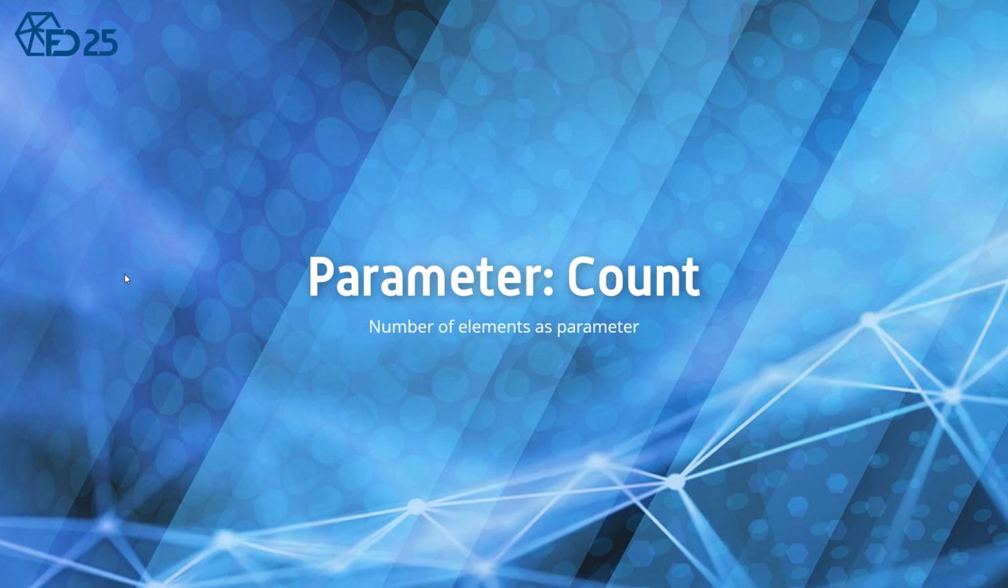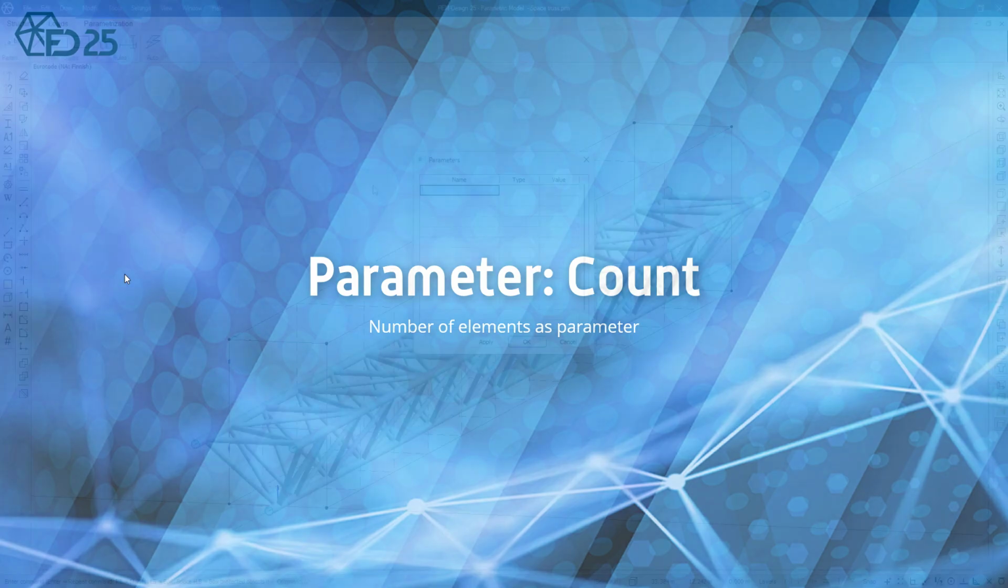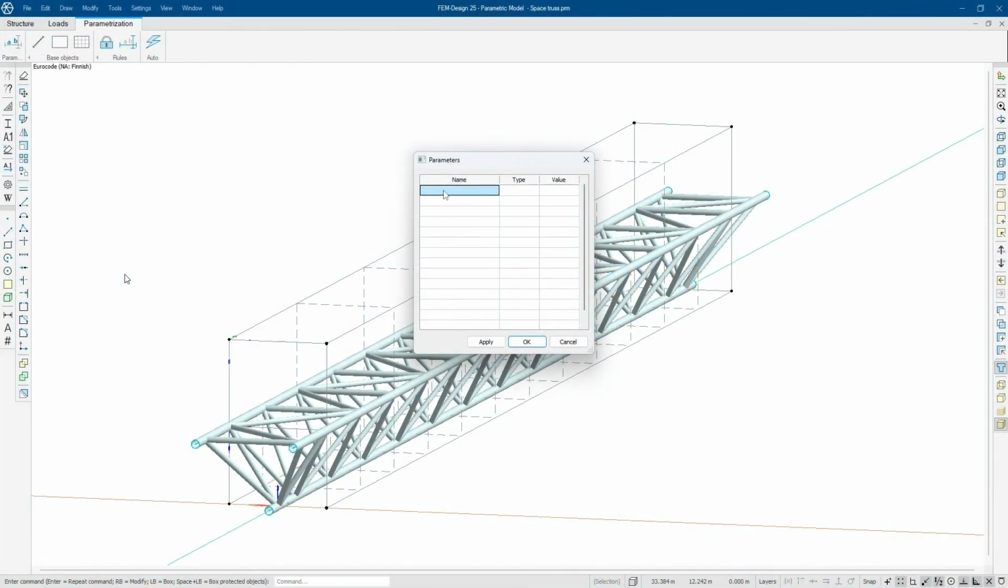And we have a new parameter with this called count. So number of elements can be a parameter. And if you open the parameters table, we can put something like division of truss, or division X, or number of elements, or number of cell elements. And let's say it's a 12. And the type is count. It's important that you put it as a count.